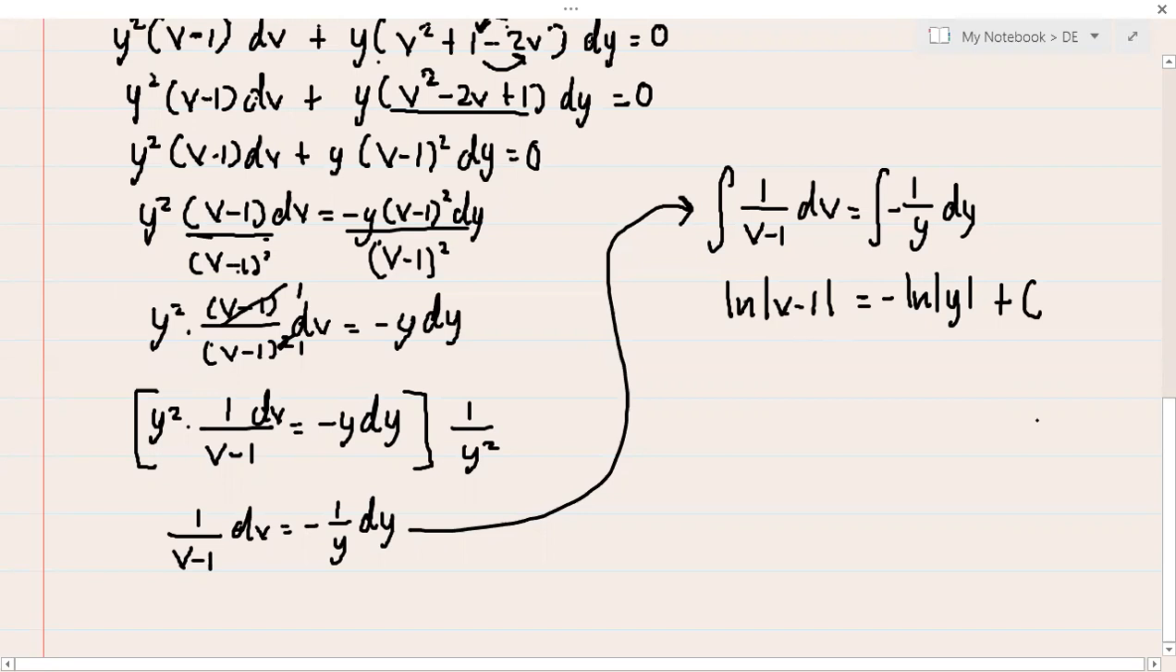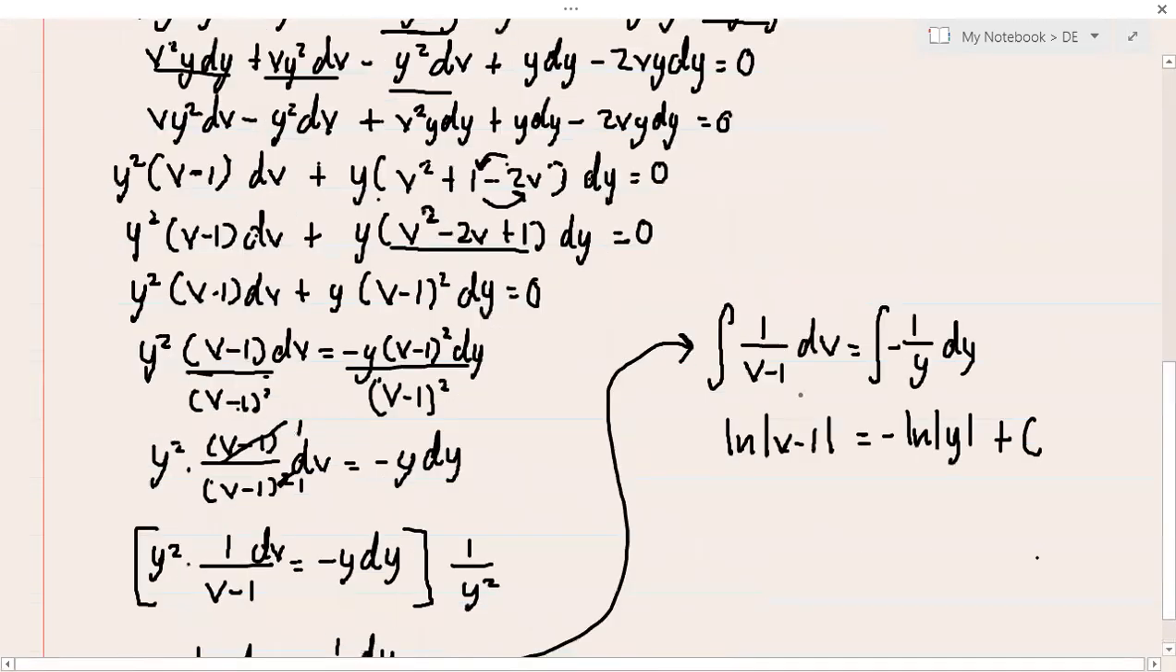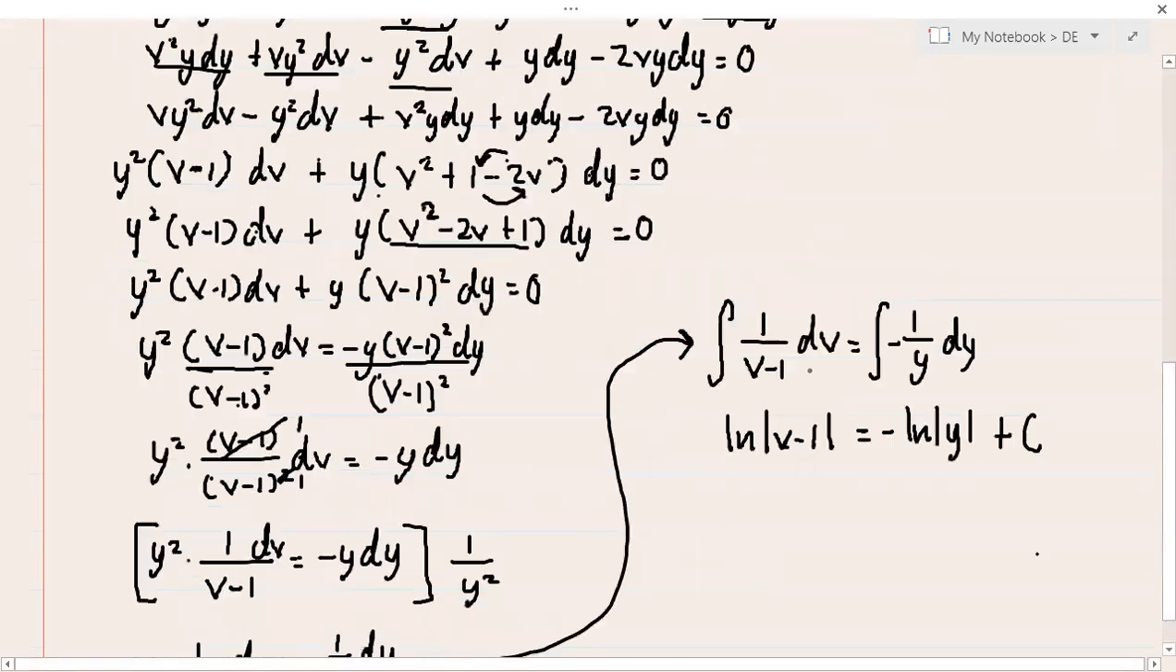Pero hindi pa tayo tapos. Why? Is it because we need to simplify things? Well, it's not only we're going to simplify this solution, but we're also going to substitute something. Di ba? Si x is equal to v times y, di ba? So we need to bring back the x. Balikan natin si x. So paano yun?